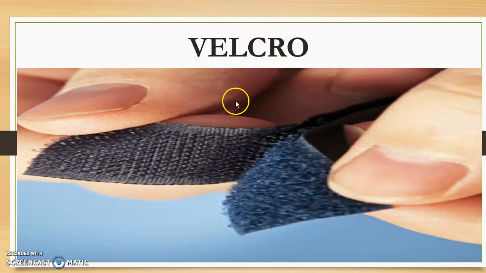Another type of fastener is VELCRO. VELCRO can be used on garments. It can also be used on bags and other things, even our shoes. This closes it. It has a long strip with nylon that is used to close it. This side has some tiny loops, and this side is rough, so when they meet they cling together.